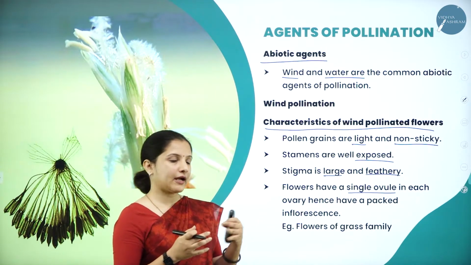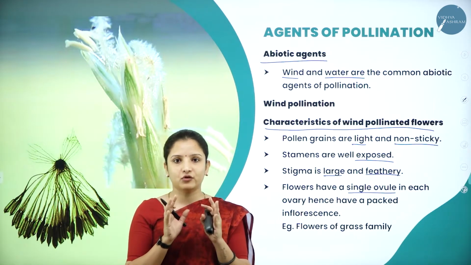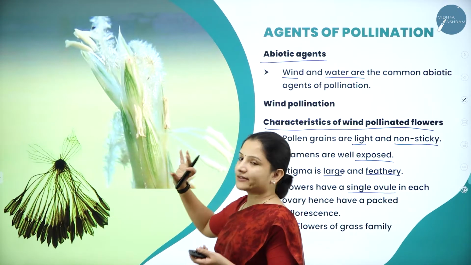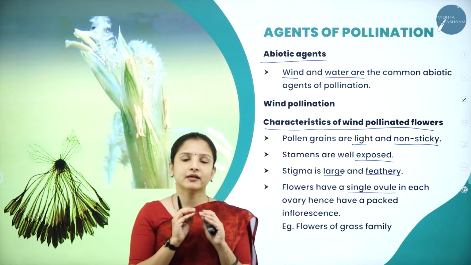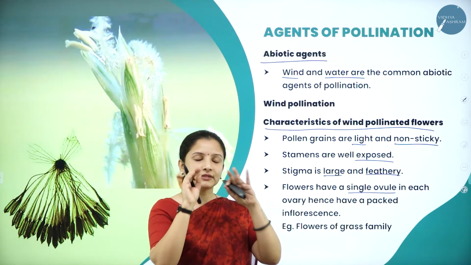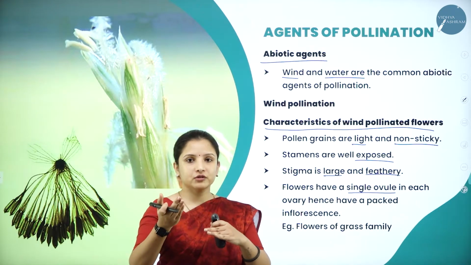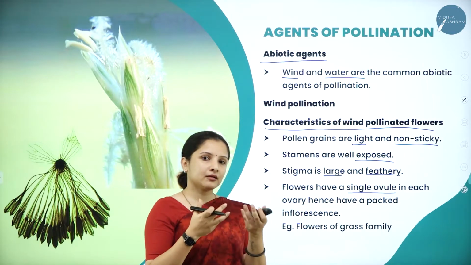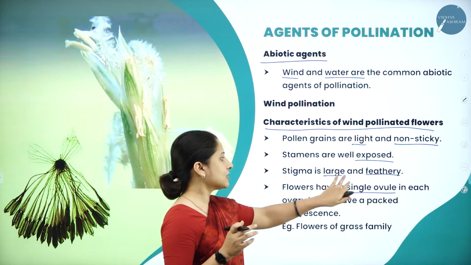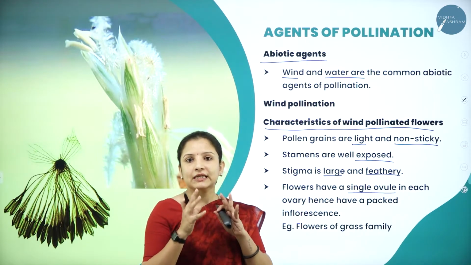In order to avoid that, wind pollinated flowers are usually in groups, which is called an inflorescence. You can see here, the flowers are in groups. Why are they in groups? Because in each flower you have only one single ovule. For example, if in that particular inflorescence there are 10 flowers, then 10 ovules will be there. So to make the chances of pollination a success, wind pollinated flowers are usually in the form of groups, called an inflorescence.